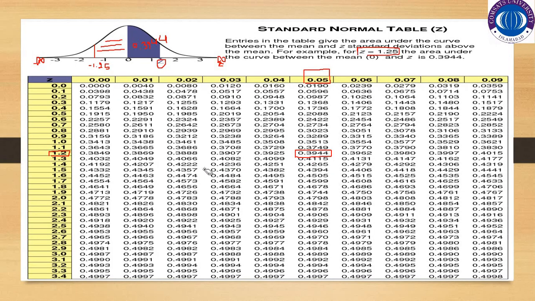So this is the way to look at the table and how to find the probability between the mean, this is the mean, and some specific point, either in this direction or in the opposite direction.